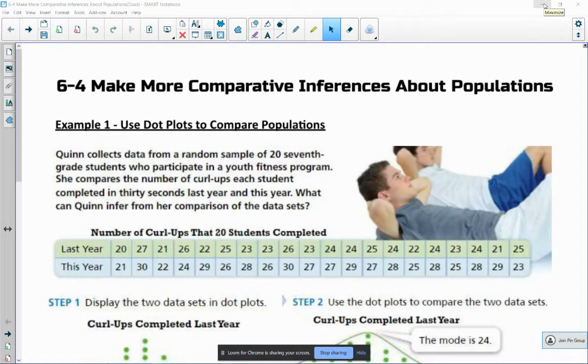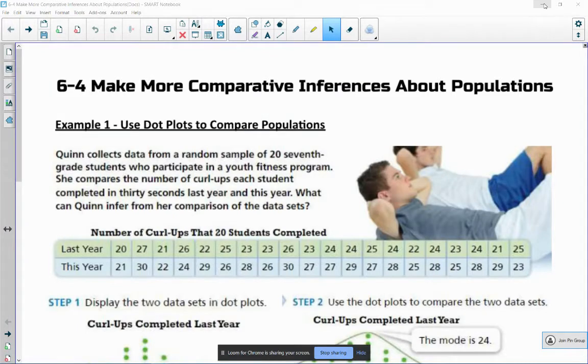Hello today, guys. This video is going to cover section 6-4, and it's going to be more of a continuation from lesson 6-3. So we're going to be making more comparative inferences about populations. Now today we're going to be looking more at dot plots. In section 6-3, we looked a lot at box and whisker plots. So dot plots, here we go.